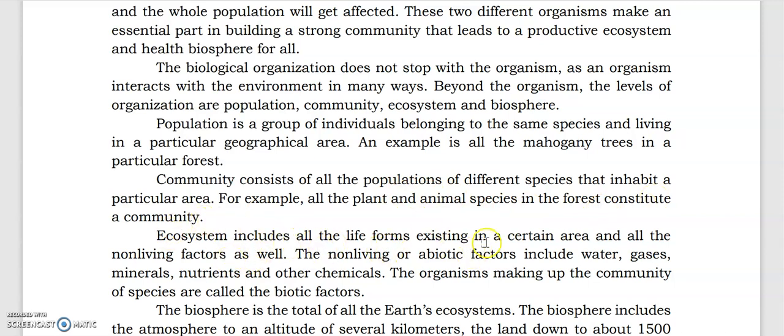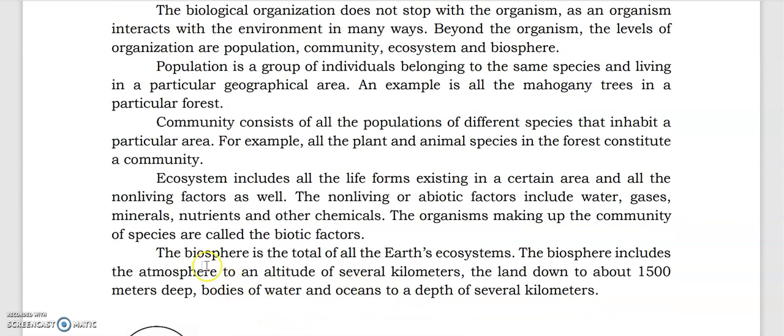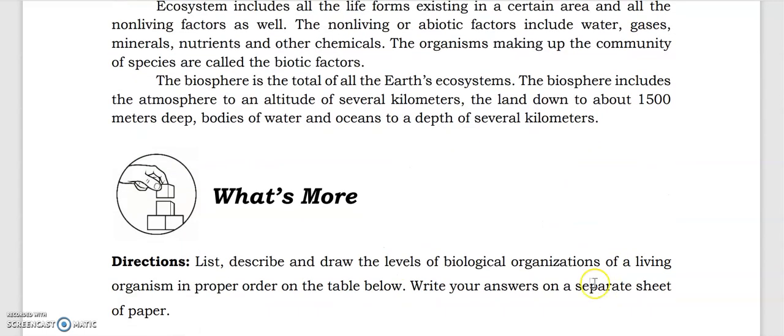Ecosystem includes all the life forms existing in a certain area and all the non-living factors as well. The non-living or abiotic factors include water, gases, minerals, nutrients, and other chemicals. The organisms making up the community of species are called the biotic factors. The biosphere is the total of all the Earth's ecosystems. The biosphere includes the atmosphere to an altitude of several kilometers, the land down to about 1,500 meters deep, bodies of water, and ocean to a depth of several kilometers.